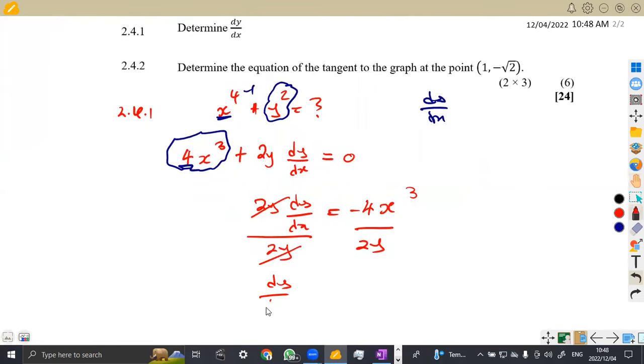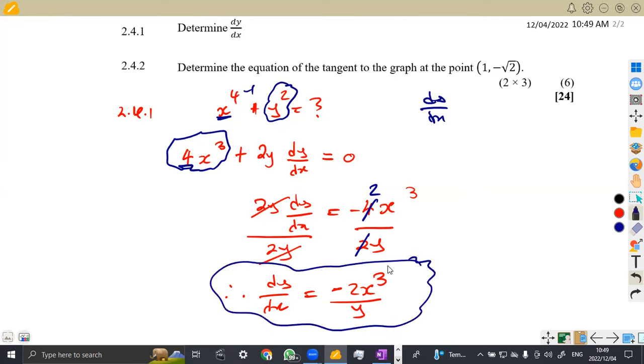So that's therefore dy/dx is equivalent to, yes, here we can just simplify 2 into 4, that is 2. So that means we are going to have negative 2x to the exponent of 3 over y. So that is your implicit function. That's how you find the derivative of y with respect to x.